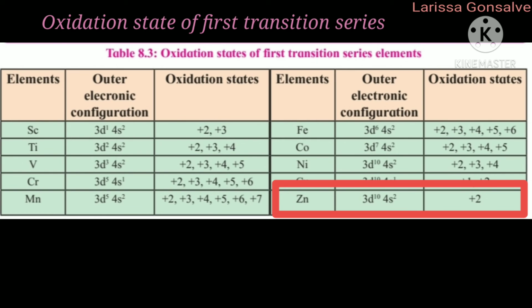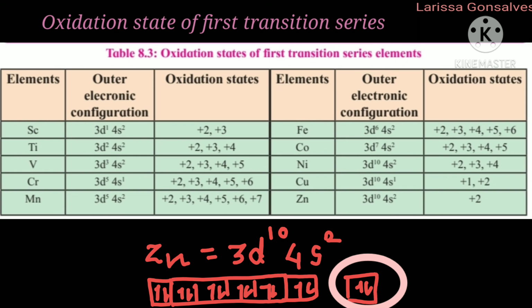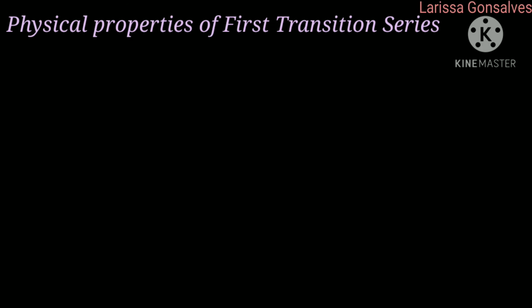Zinc has an outer electronic configuration of 3d10 4s2. So of course it is going to give away those 2 electrons which are present in the s shell, hence the oxidation state +2. Let us now study the physical properties of the first transition series.